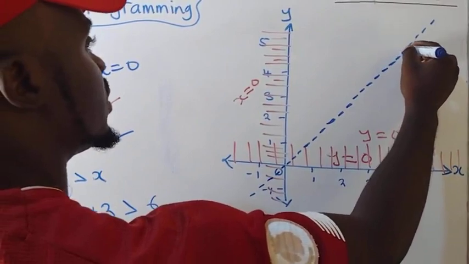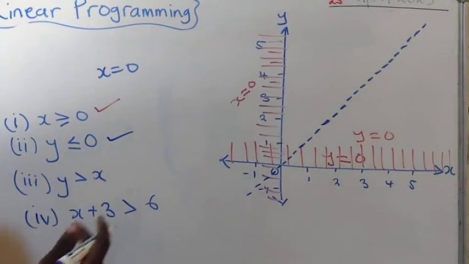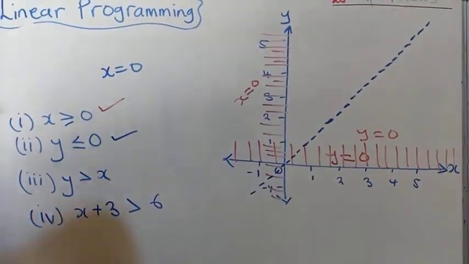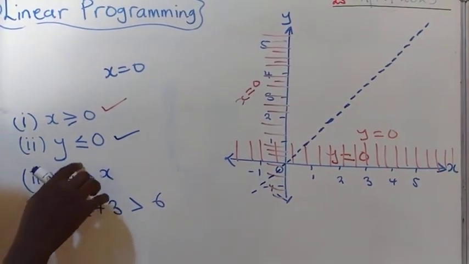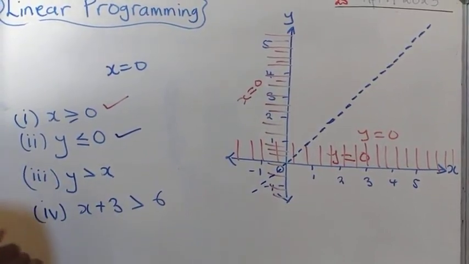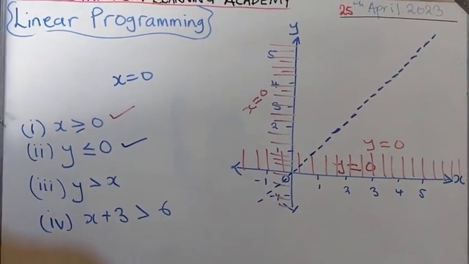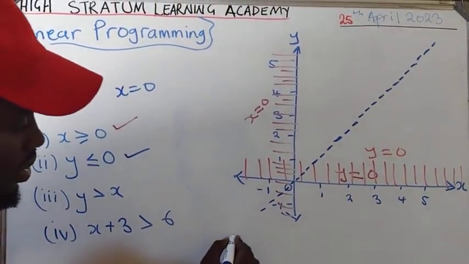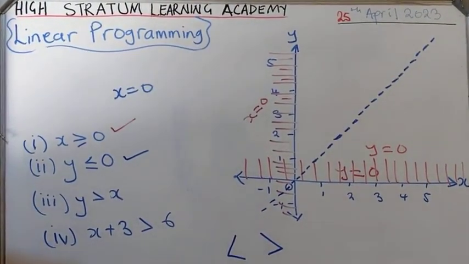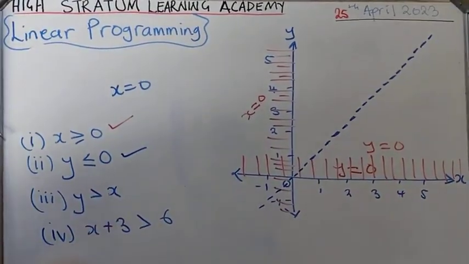As I've said here, we will draw the broken lines. Why are we making the broken line on y equal to x? It's because when you look at the inequality sign used, it's just greater, not equal to. Broken lines are drawn when you just have the symbol less than or greater than, because it's not equal to. This is why I've drawn the broken line.